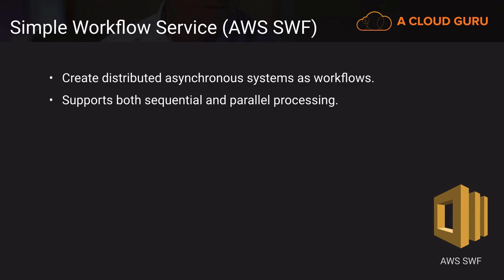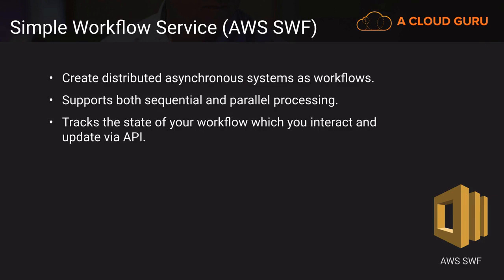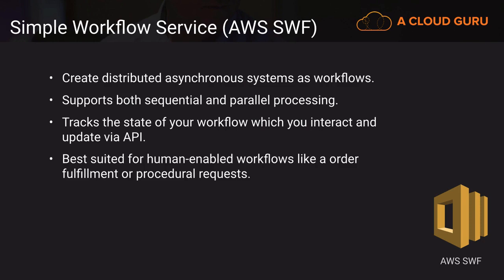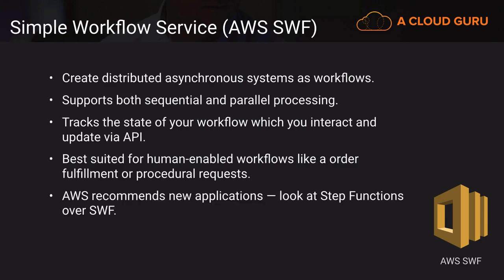It supports both sequential and parallel processing, and it tracks the state of your workflow when you interact with it via an API. And it's generally best suited for human-enabled workflows like an order fulfillment or procedural requests. And AWS recommends that for new applications, you might want to look at step functions over simple workflow.